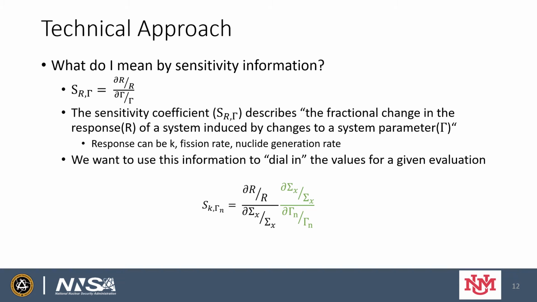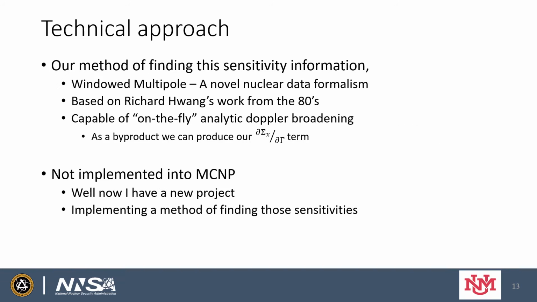This term here on the right, the del sigma del gamma, is of real interest here because this is what's telling us the behavior of the cross-section as we dial in our resonance parameters. Now, with the traditional method of generating cross-sections, this term is hard to come by. However, there's a new-ish nuclear data formalism called the pole representation, developed by Richard Hwang in the 80s, and it represents cross-sections as a sum of poles and residues. A special attribute of this formalism is that it can analytically Doppler broaden cross-sections on the fly, and as a byproduct, we are able to analytically determine our derivative term.